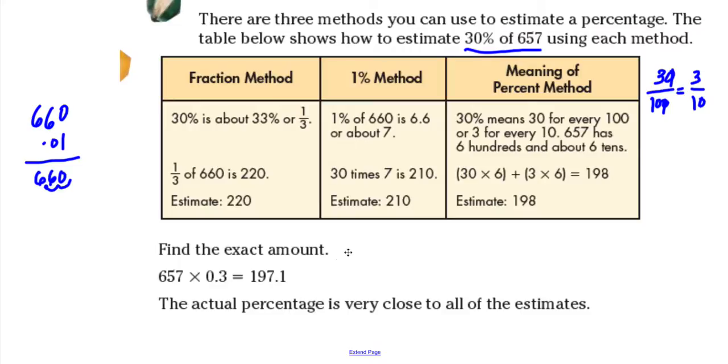The estimates 210 and 198 are very close to the actual answer, which is 197.1. It doesn't necessarily mean, since the meaning of percent method is the closest to the exact answer, that it is the best method to use. No, all three methods are acceptable in estimating 30% of 657. Let's take a look at example number 1, see how this works.